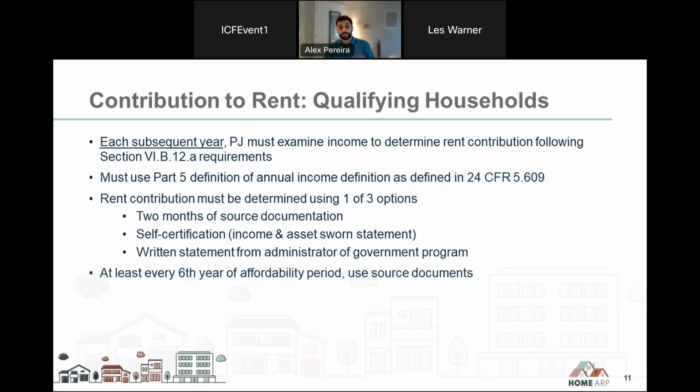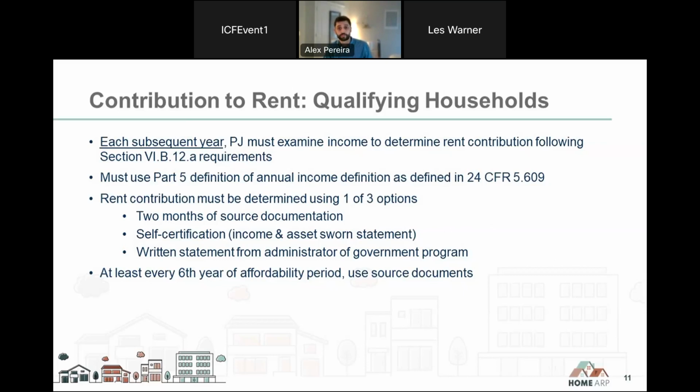Now, after the initial phase of lease up and intake, throughout the compliance period, in each subsequent year, the PJ must examine the income of the household to determine the rent contribution, and that follows the HOME-ARP notice section 6B12.A. I recommend that you read that section closely to understand what the requirements here are. We'll summarize them for you in the slide.